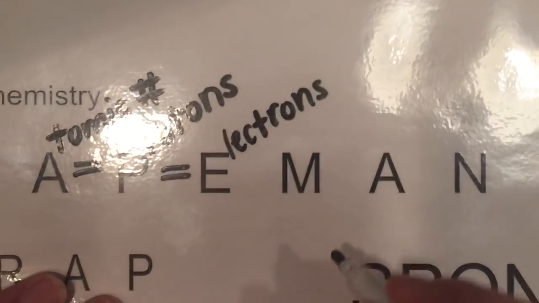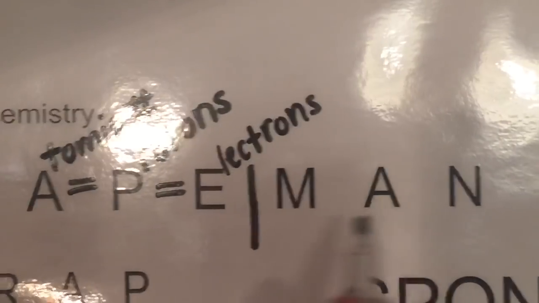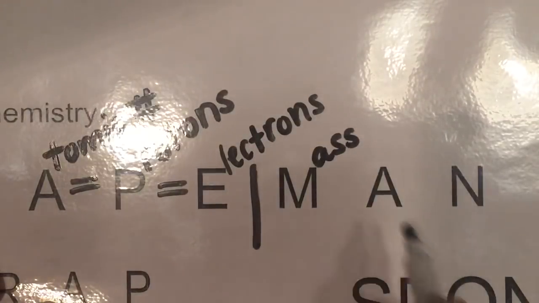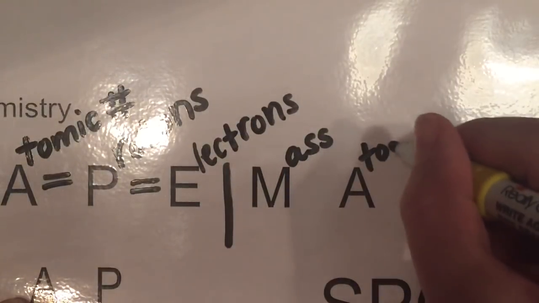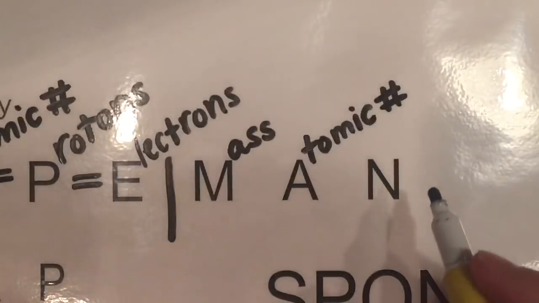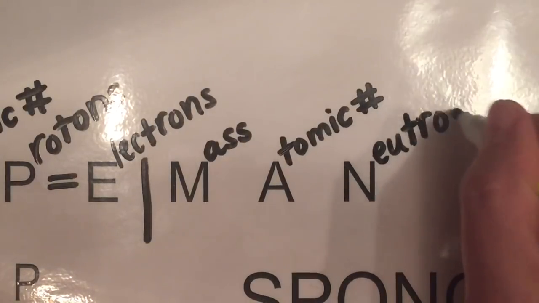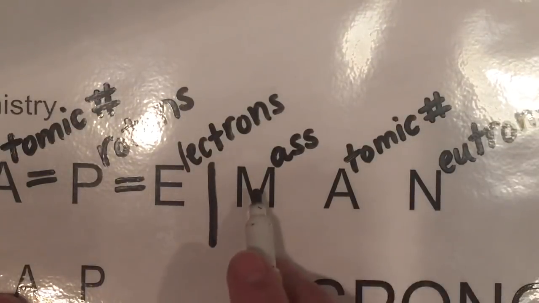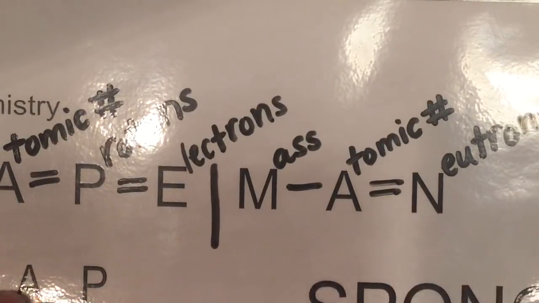The letter M, and this is kind of a separate statement, so let's draw a line between them to separate ape from man. M stands for mass. A is just like it did before, stands for atomic number. And the N stands for the neutral particles of the atom called neutrons. For man, it's M minus A equals N.